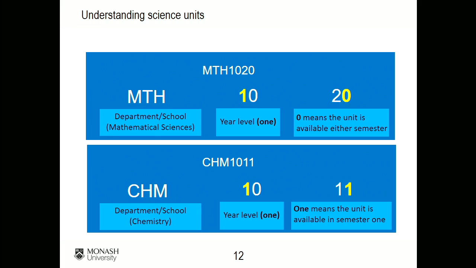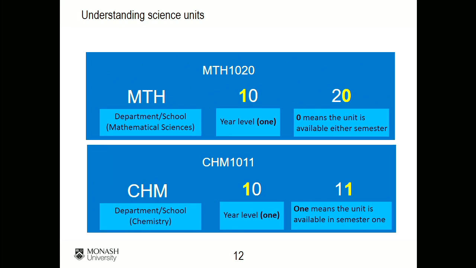For this one, CHM 1011, CHM means that the unit is offered through the School of Chemistry. The 1 means that it's a first year unit, so a level 1 unit. And this last number means that the unit is only available in semester 1. It's not available in semester 2. You can only take this unit in semester 1.